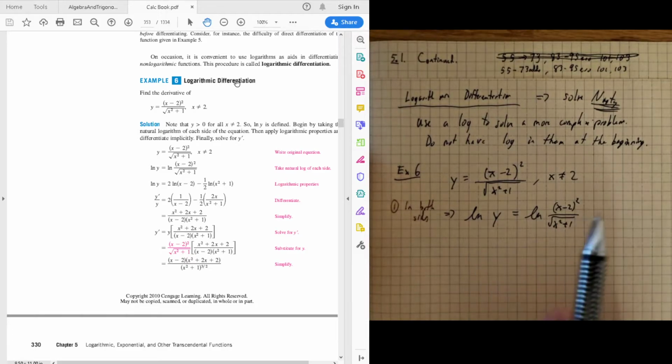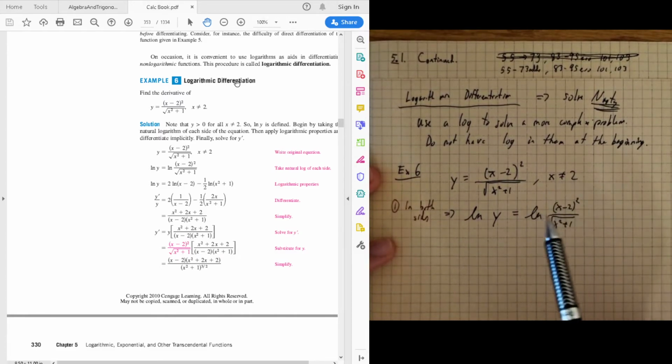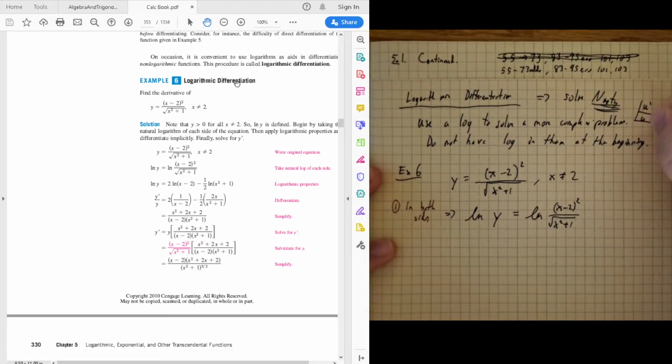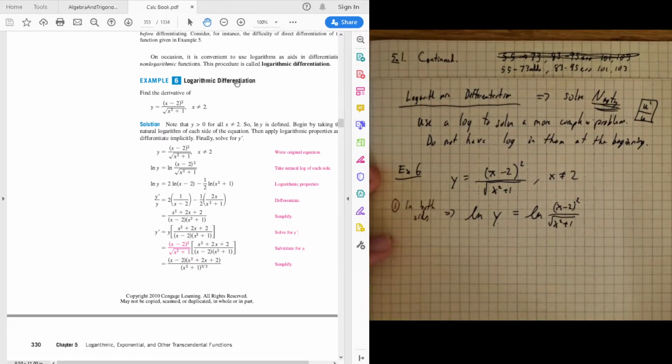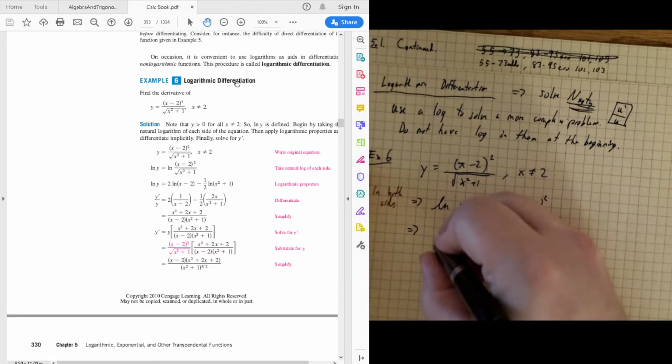The reason I would want to do that is twofold. One, it's going to make this side simplify easily using properties of logs. And two, the left-hand side, while it looks worse because I can't get y prime easily, I can still get it using the same theorem I've been using the whole time, that u prime over u, which is really helpful. So let's take a look at this function, and let's show some simplification.